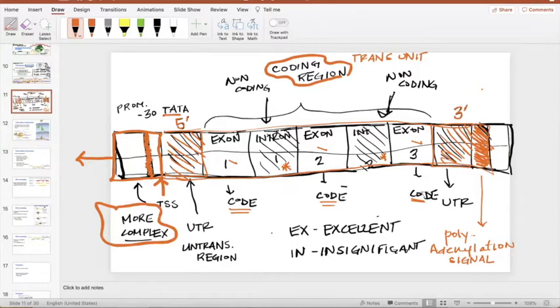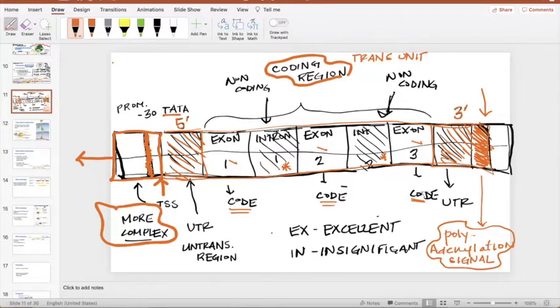Finally, at the very end of this transcriptional unit, you'll find a sequence here called the polyadenylation signal. That is a sequence that tells an enzyme to cut an mRNA transcript, and we're going to see that it has an additional function a little bit later. So all of this is to say that while the structure of prokaryotic genes is simple, the structure of eukaryotic genes is complex.